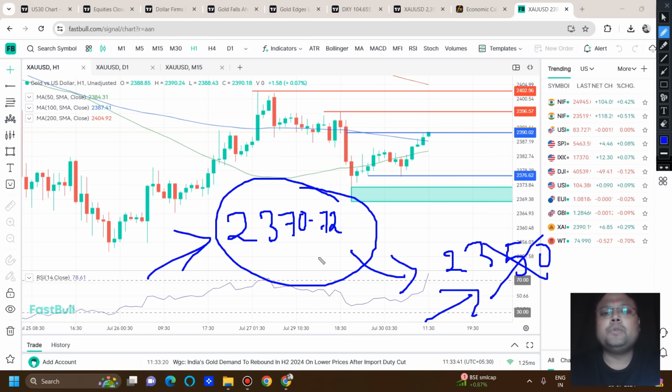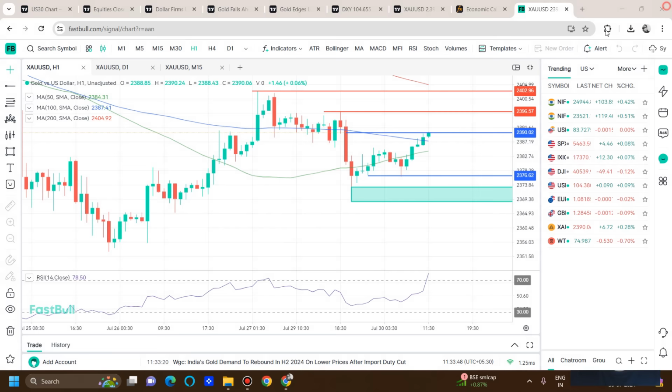If the market falls, observe the market around the 2370 to 2372 area. If the market takes support, we can definitely hit the buy button.